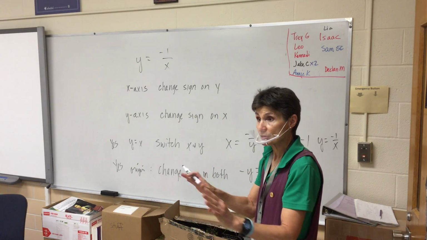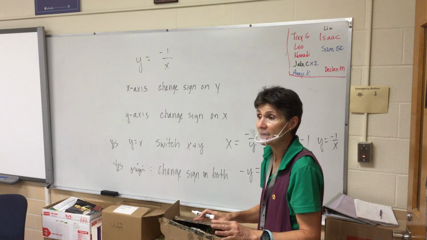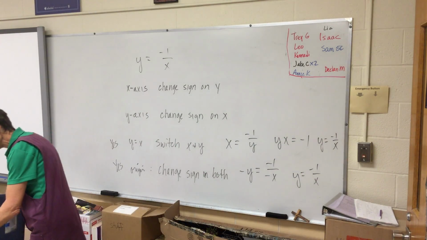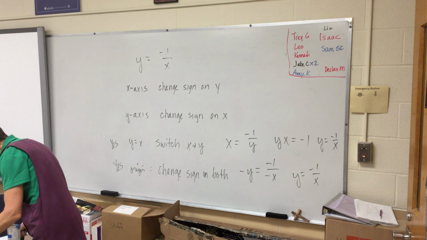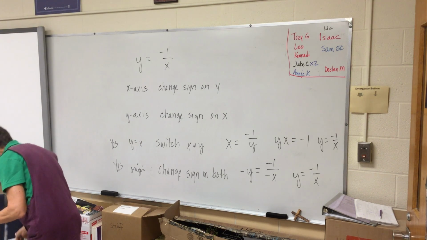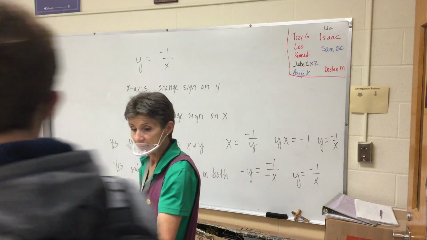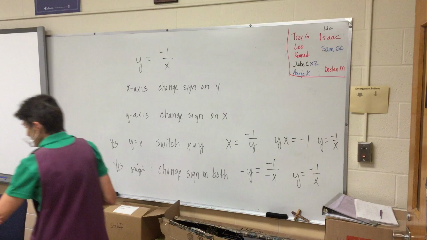Okay, so do you have an understanding about how to test for the special symmetries? Okay. So then we can go back to our notes and talk about the next thing, which is two new vocabulary words, even or odd.